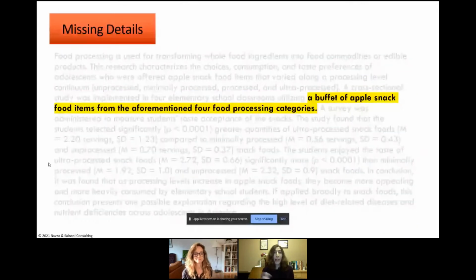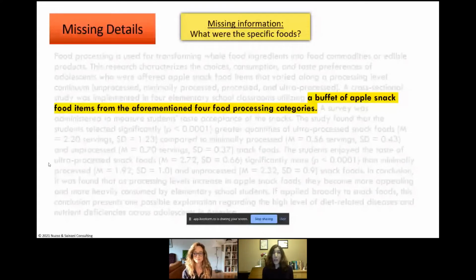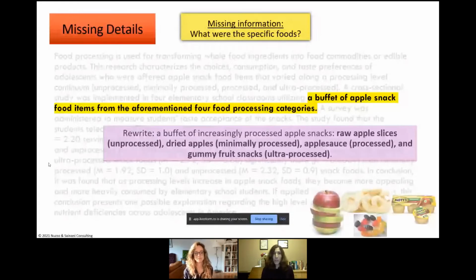Another missing detail that we talked about already, that you brought up, Regina, was that in the original, they talked about these 4 food processing categories, and they said there was a buffet of apple snack items from these 4 categories, but they never told us what specific foods there were. I feel like that was a key detail; until I knew what the foods were, I couldn't really picture the study. So in my rewrite, I added those foods back: raw apple slices, unprocessed; dried apples, minimally processed; applesauce, processed; and gummy fruit snacks, ultra processed. The authors really wanted to get across these 4 food processing categories, so I didn't drop that. They thought that was important, but I wanted to tie those categories to the specific foods.